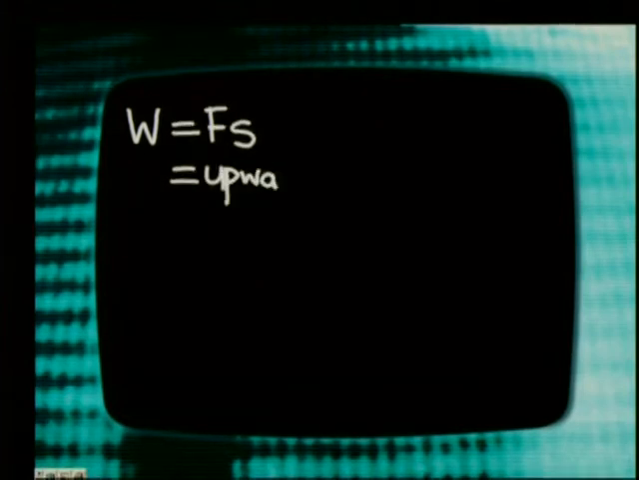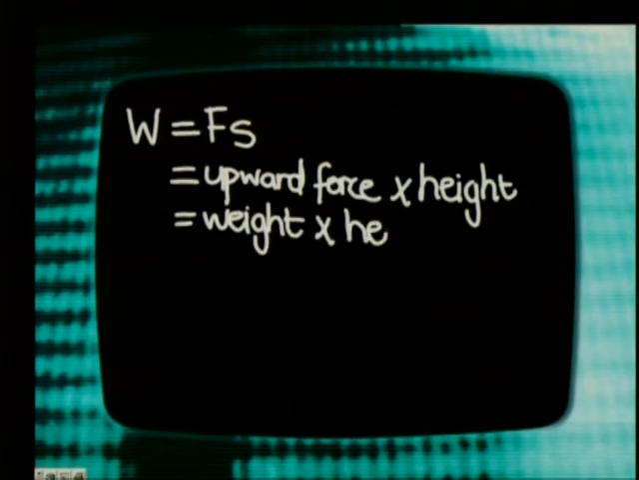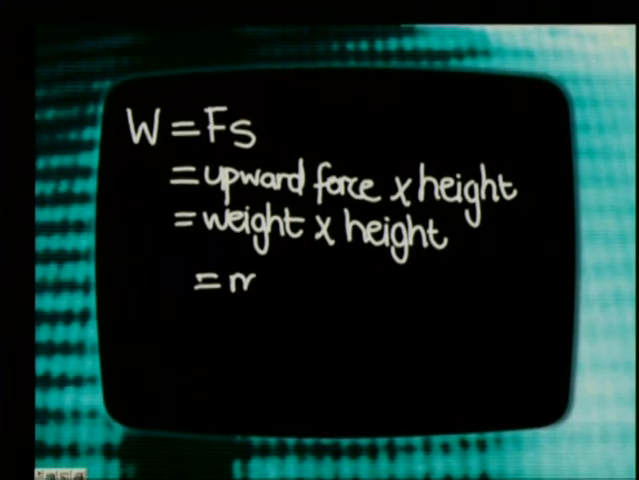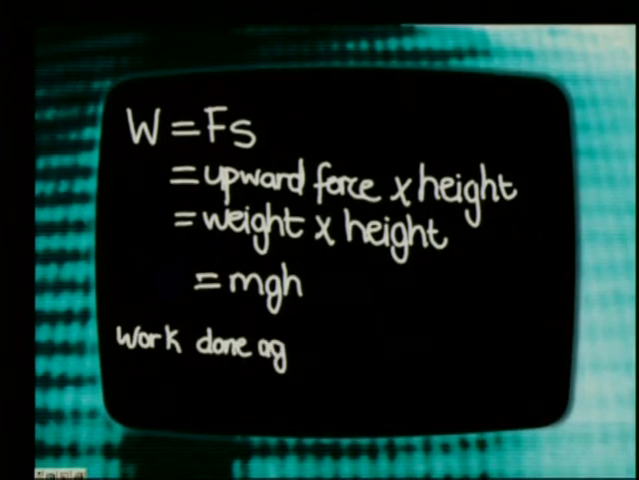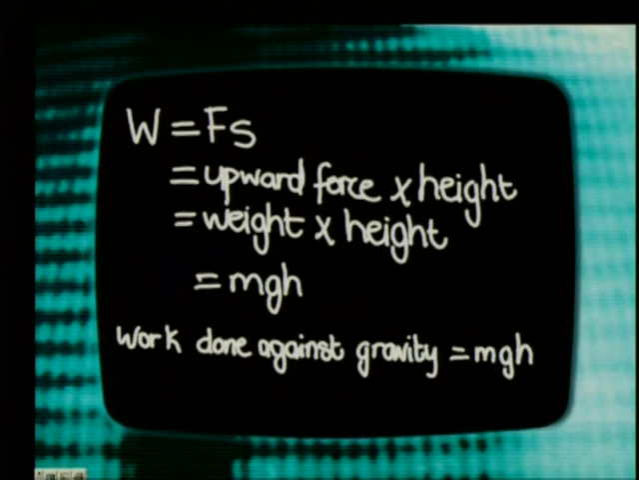So when lifting objects up against the gravitational field, we can calculate the work done by multiplying the upward force by the vertical height lifted. But remember, the size of the upward force is equal to the weight. So we can simplify this equation some more. We know the weight, W, is equal to the mass, m, times the gravitational acceleration, g. We can use the symbol h for vertical height, and this gives us an equation, W equals mgh.